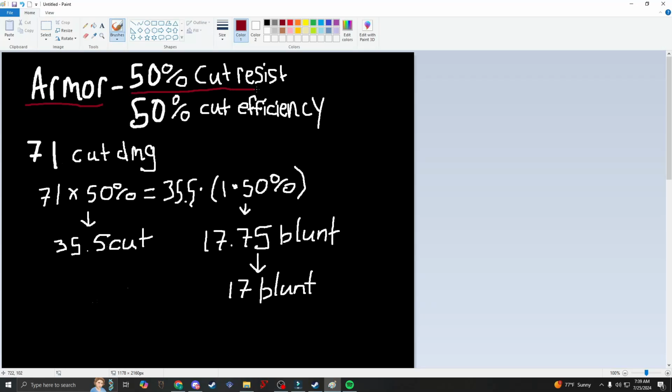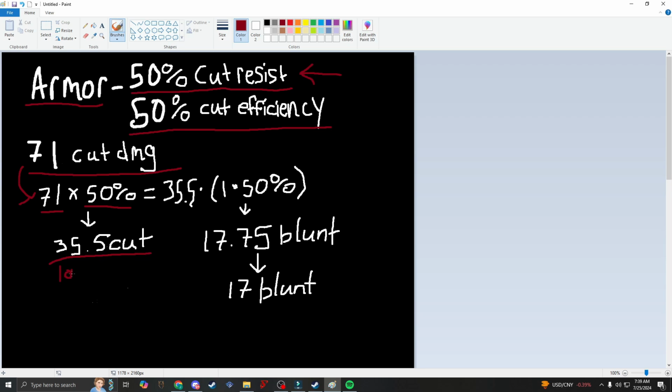Okay, so you have a piece of armor that has 50% cut resistance and 50% cut efficiency. You're going to take 71 cut damage, just simplified. That is going to be multiplied by 50%, which is your cut resistance. 71 times 50% is 35.5 cut damage.